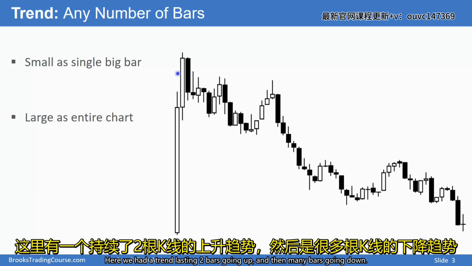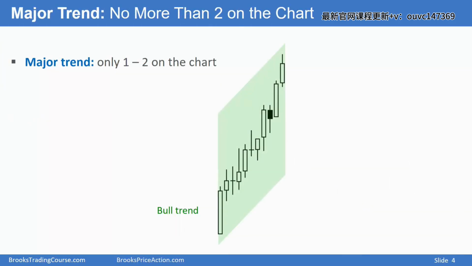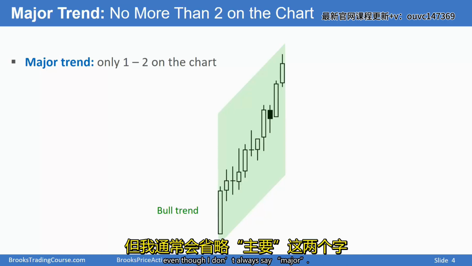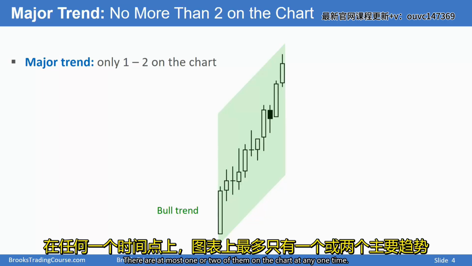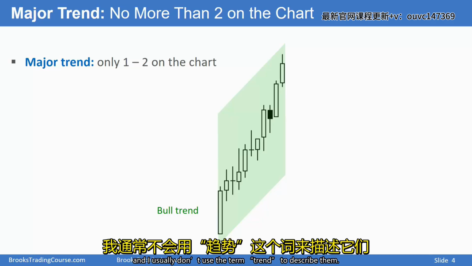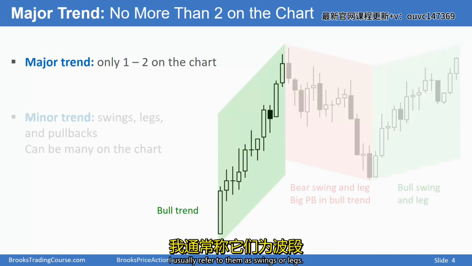Here we had a trend lasting 2 bars going up, and then many bars going down. When I use the word trend, I'm talking about a major trend, even though I don't always say major. And there are at most 1 or 2 of them on the chart at any one time. If you see 3 or 4 trends on the chart, those trends are minor, and I usually don't use the term trend to describe them. I usually refer to them as swings or legs.